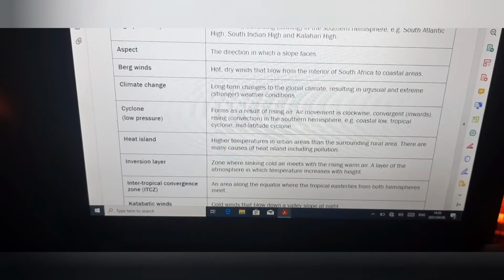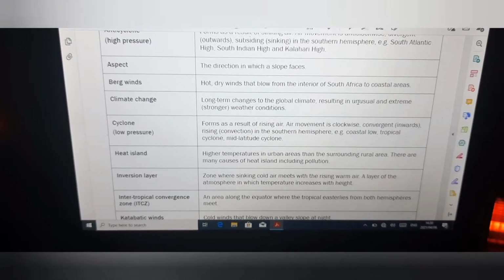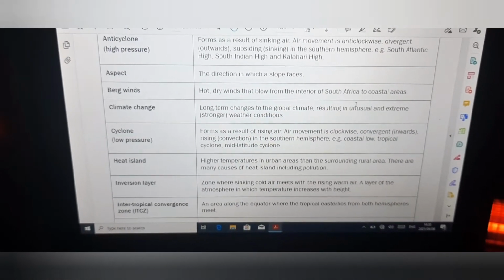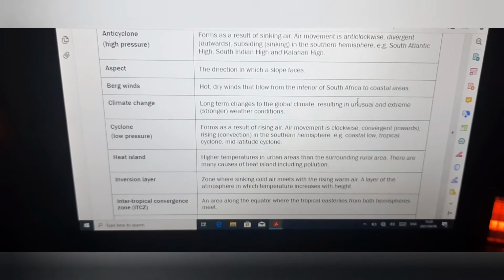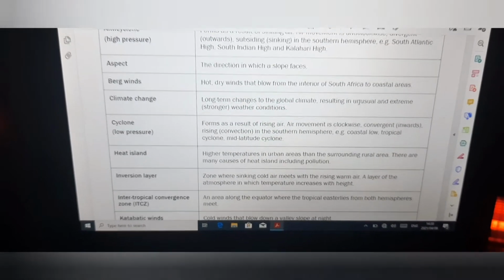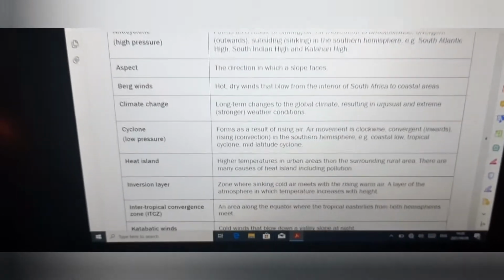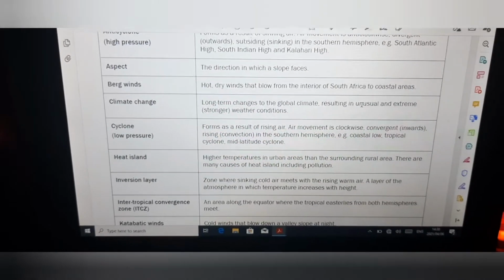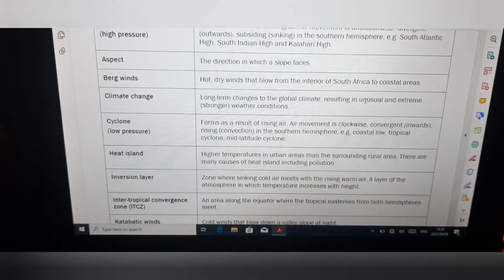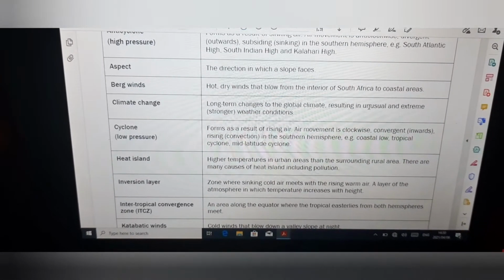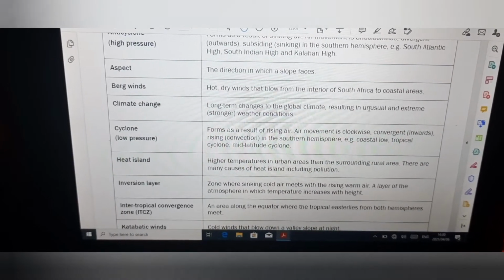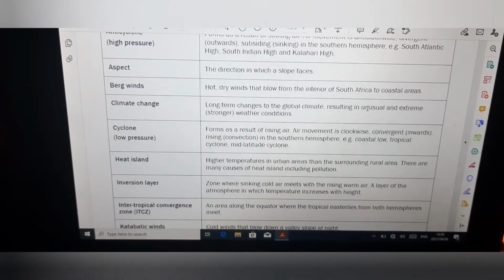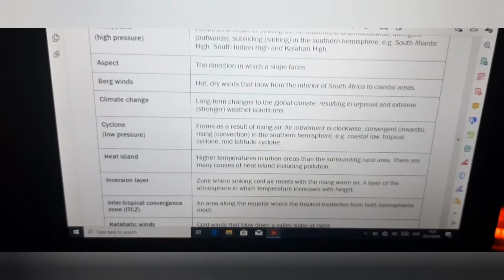Cyclone, it's a low pressure. Remember, we had high pressure, which is anticyclone. Now we have cyclone, which is of a low pressure. So each and every time when they say in a statement that you have a cyclone, just know it's low pressure air. And if you have high pressure air, it's anticyclone. When they give you a question, they just say anticyclone. They won't tell you it's high pressure. So you have to know that it's high pressure.